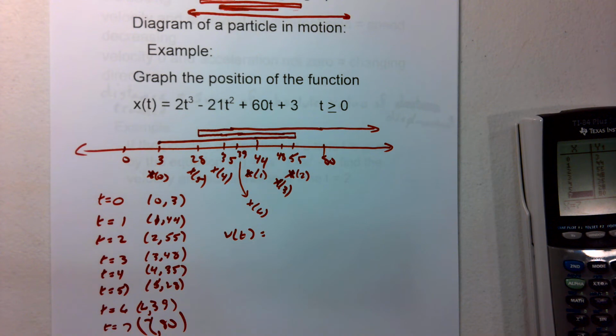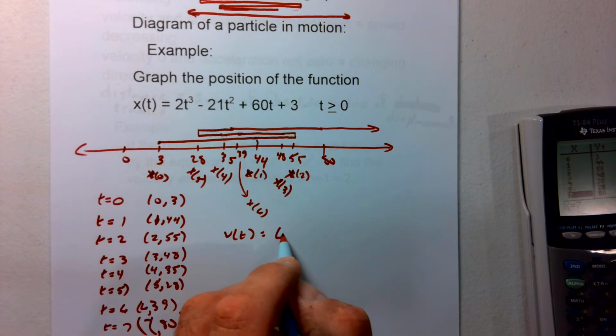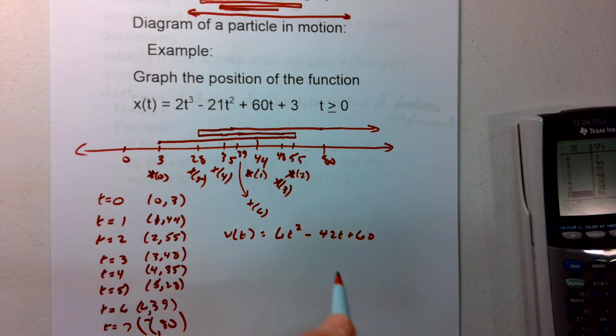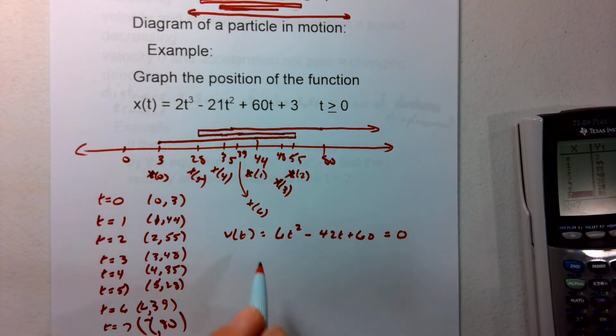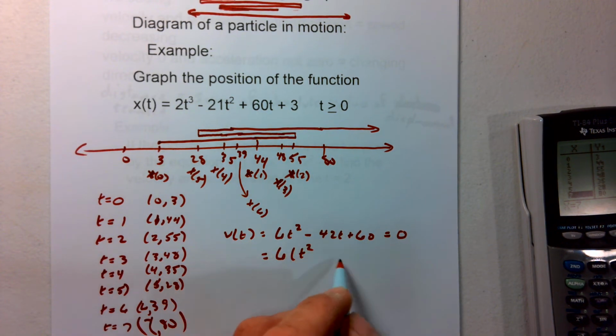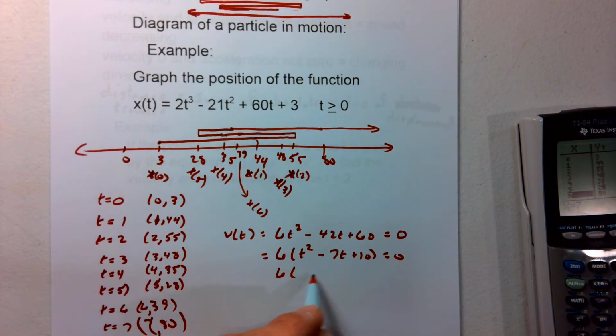So if we talk about the velocity here of this particle, I'm looking at the derivative of the function of its position. So that gives me 6t squared minus 42t plus 60. And what I want to do is go ahead and set that equal to 0. If I'm able to set that equal to 0, we can go ahead and factor out the 6. So we get t squared minus 7t plus 10 equal to 0.